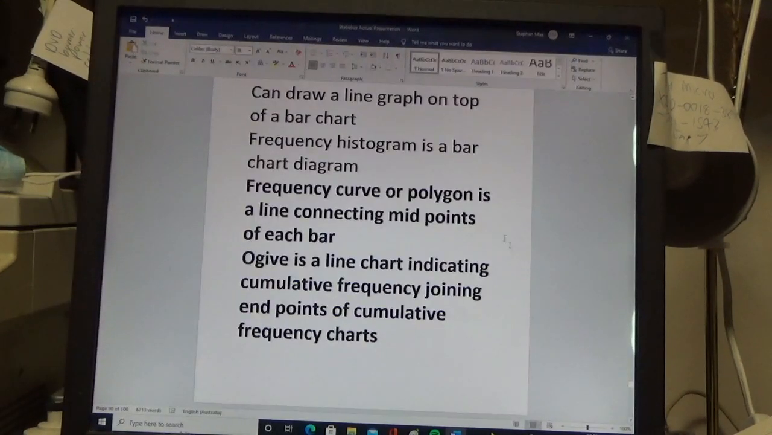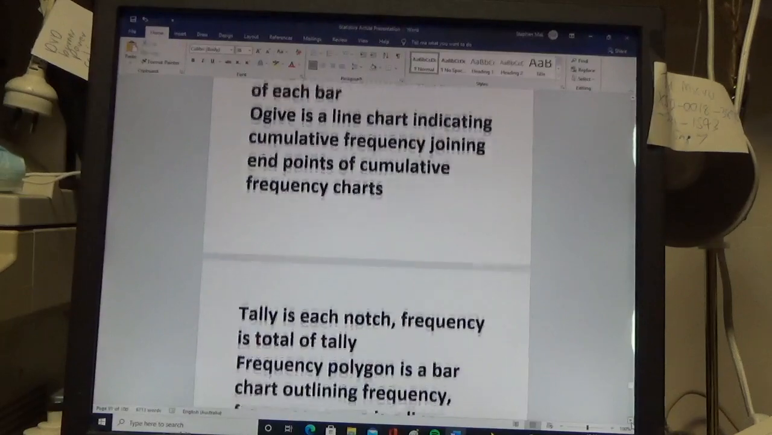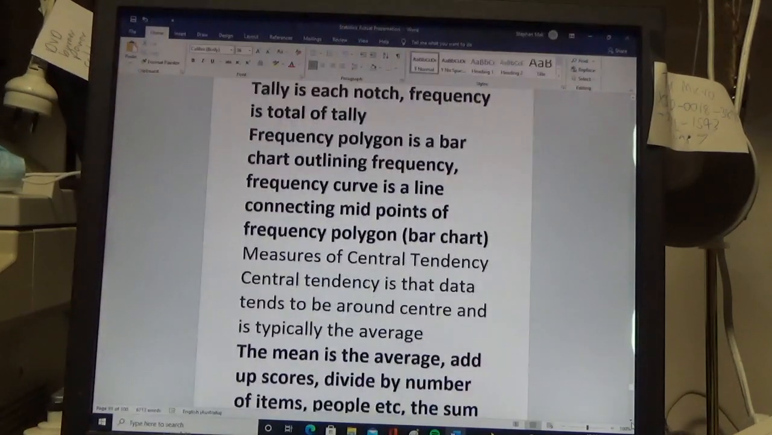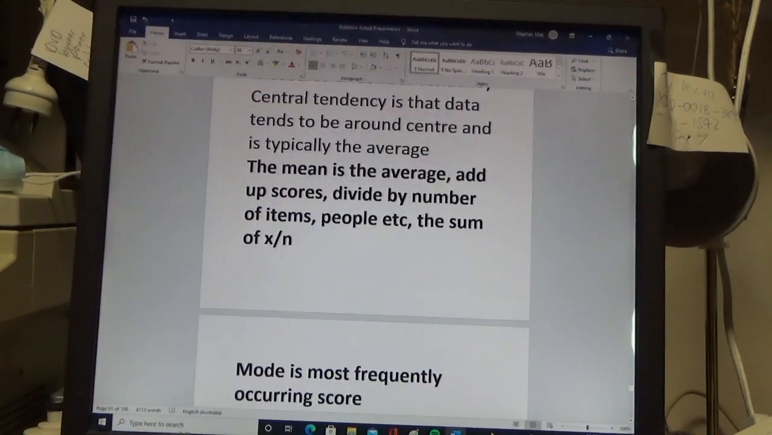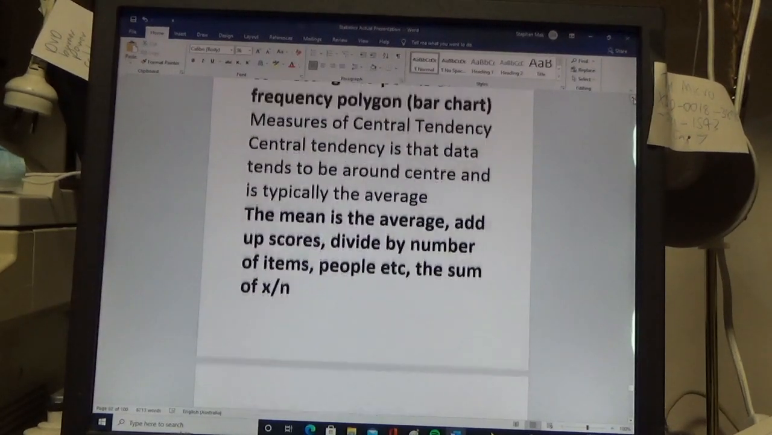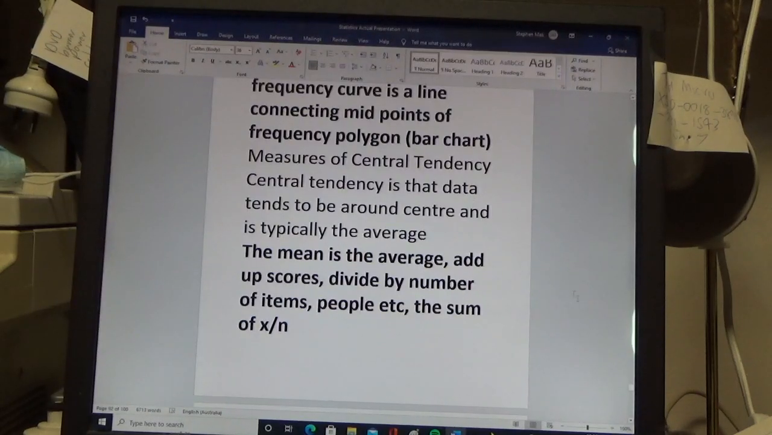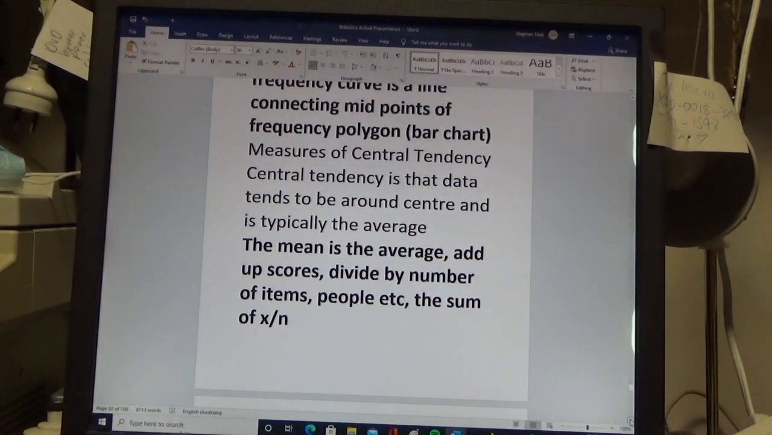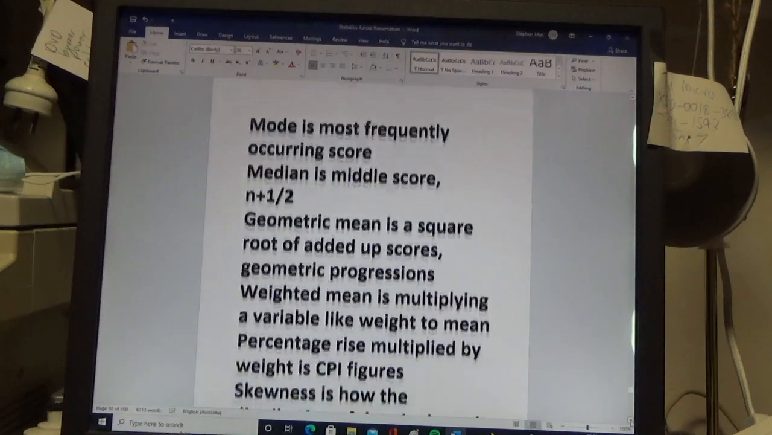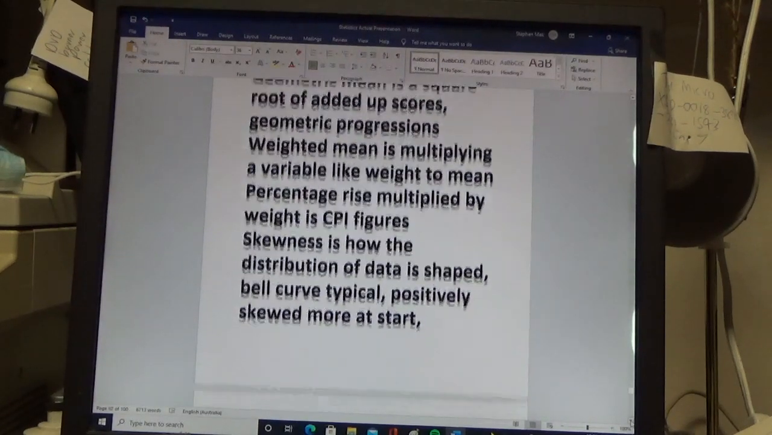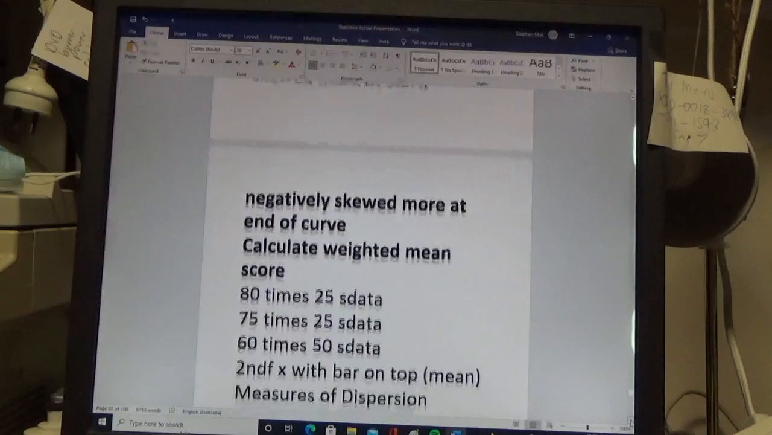A frequency histogram is a bar chart diagram. A frequency curve or polygon is a line connecting the midpoints of each bar. Define frequency polygon. The central limit theorem follows a normal distribution. And remember that cumulative concept of adding up all your areas, like the left tail and the middle area.